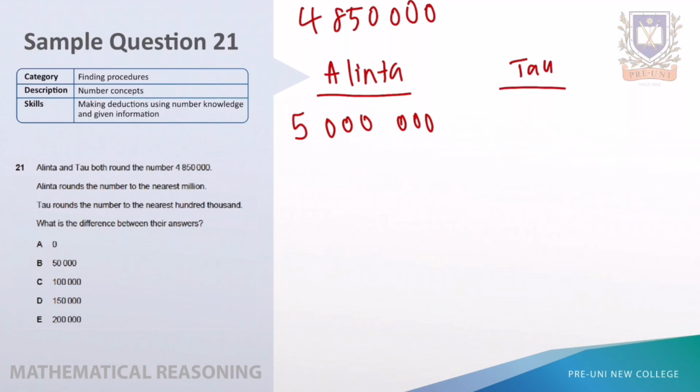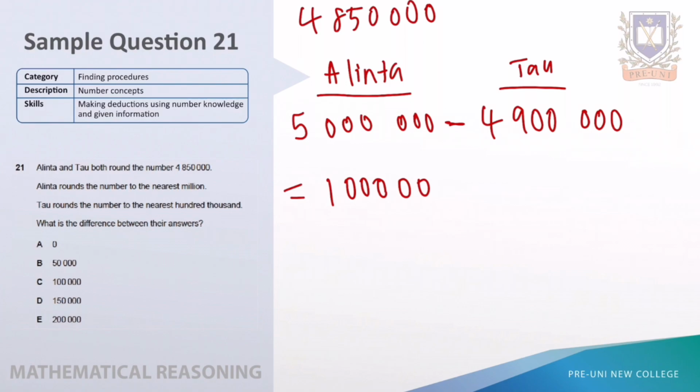And then for Tao, she rounds to the nearest 100,000. So looking at this place here, she rounds to 4,900,000. And then we are asked to find what is the difference between their answers. So what do we do? We just subtract 4,900,000 from 5 million, and we get 100,000. So we have C as the answer.